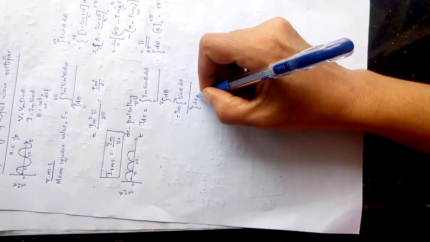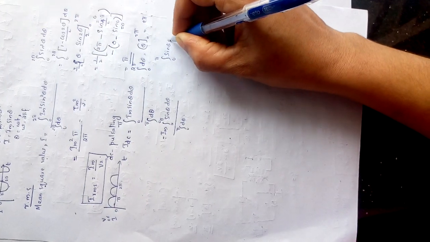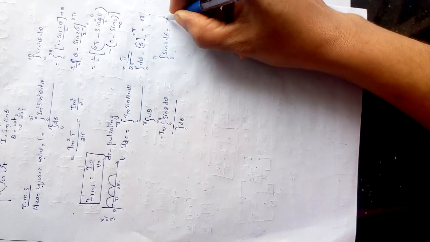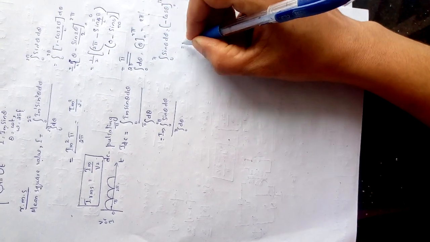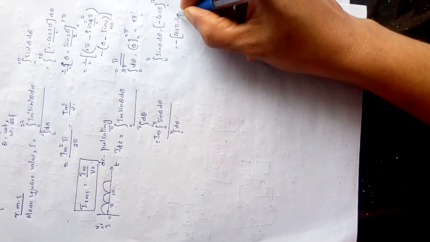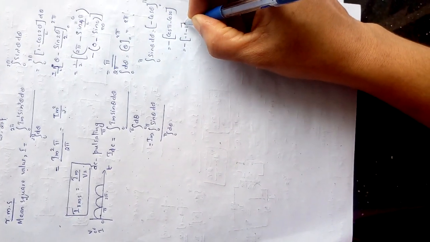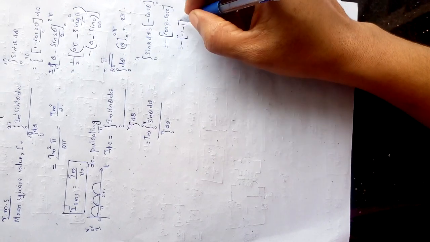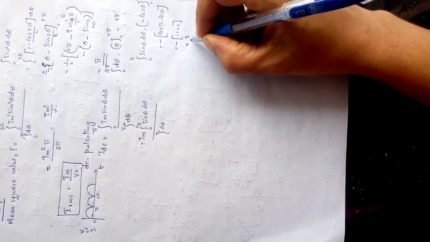So that is equal to Im into the integral 0 to pi sin theta d theta, divided by the integral 0 to pi d theta. You can evaluate the integral 0 to pi sin theta d theta, that is minus cos theta within the limits 0 to pi. That is minus, cos pi minus cos 0, that is minus, minus 1 minus 1. Cos pi is minus 1, cos 0 is 1. So this is minus 2 into minus 1, that is equal to plus 2.